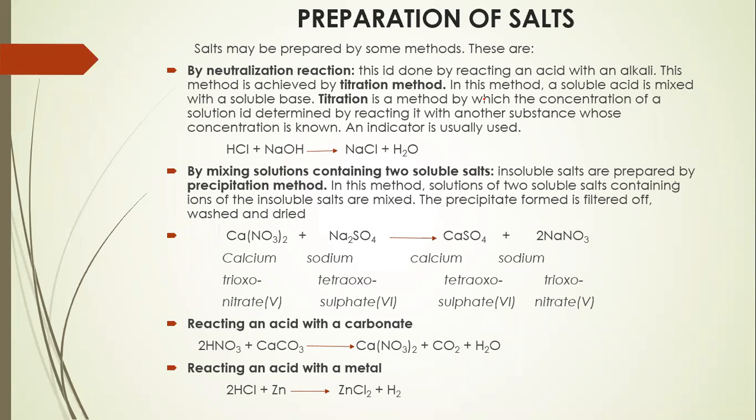Okay, so let's look at the first one, neutralization reaction. We've already explained what neutralization reaction is. It is a reaction between an acid and a base to form salt and water only. Now, this method is achieved by the titration method. It's usually done in the lab. In this method, a soluble acid is mixed with a soluble base.